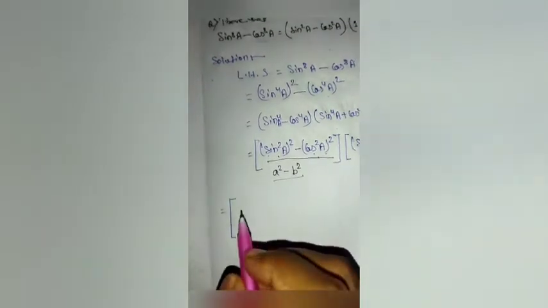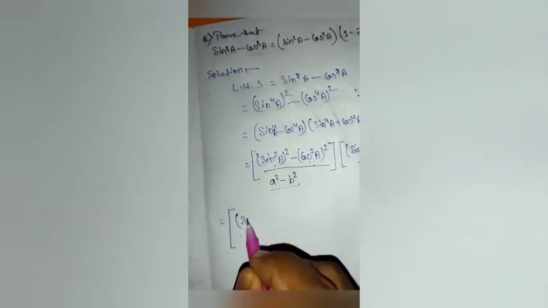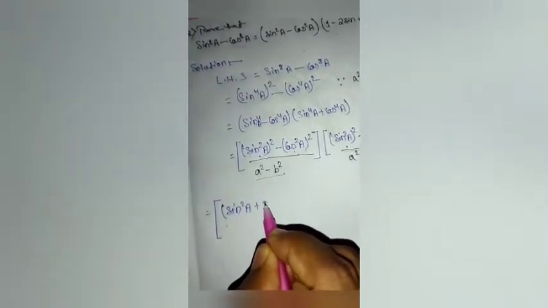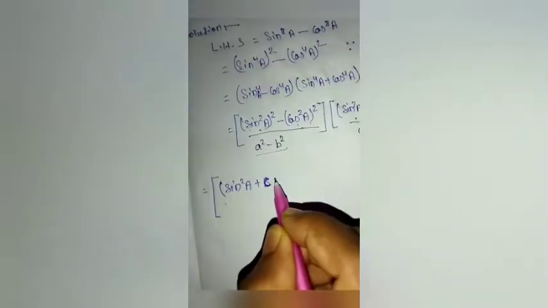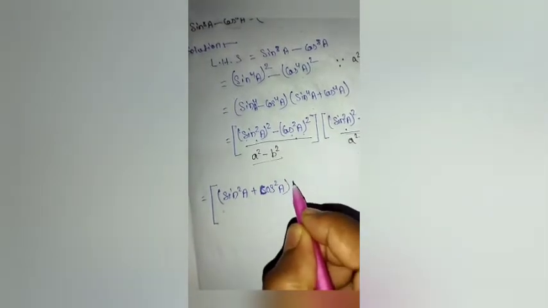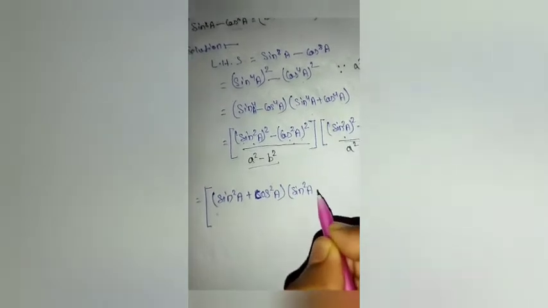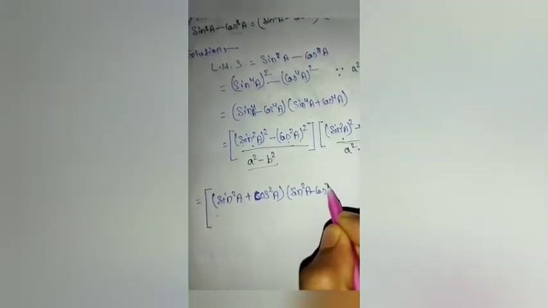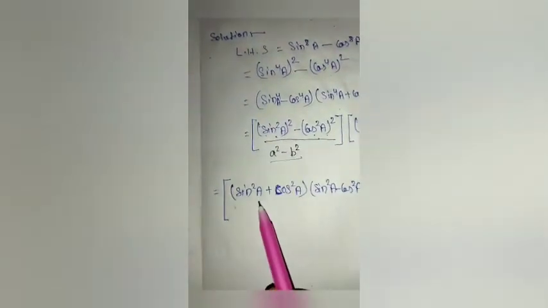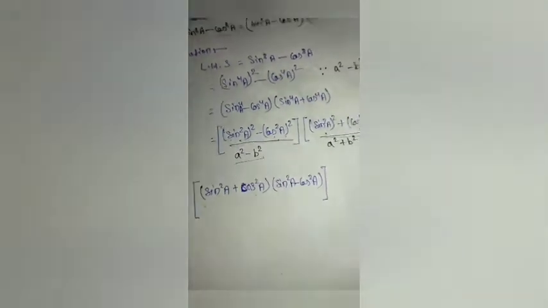So what will it be? It will be (sine squared a plus cos squared a) whole into (sine squared a minus cos squared a). Isn't that according to the formula, (a plus b) whole into (a minus b)?